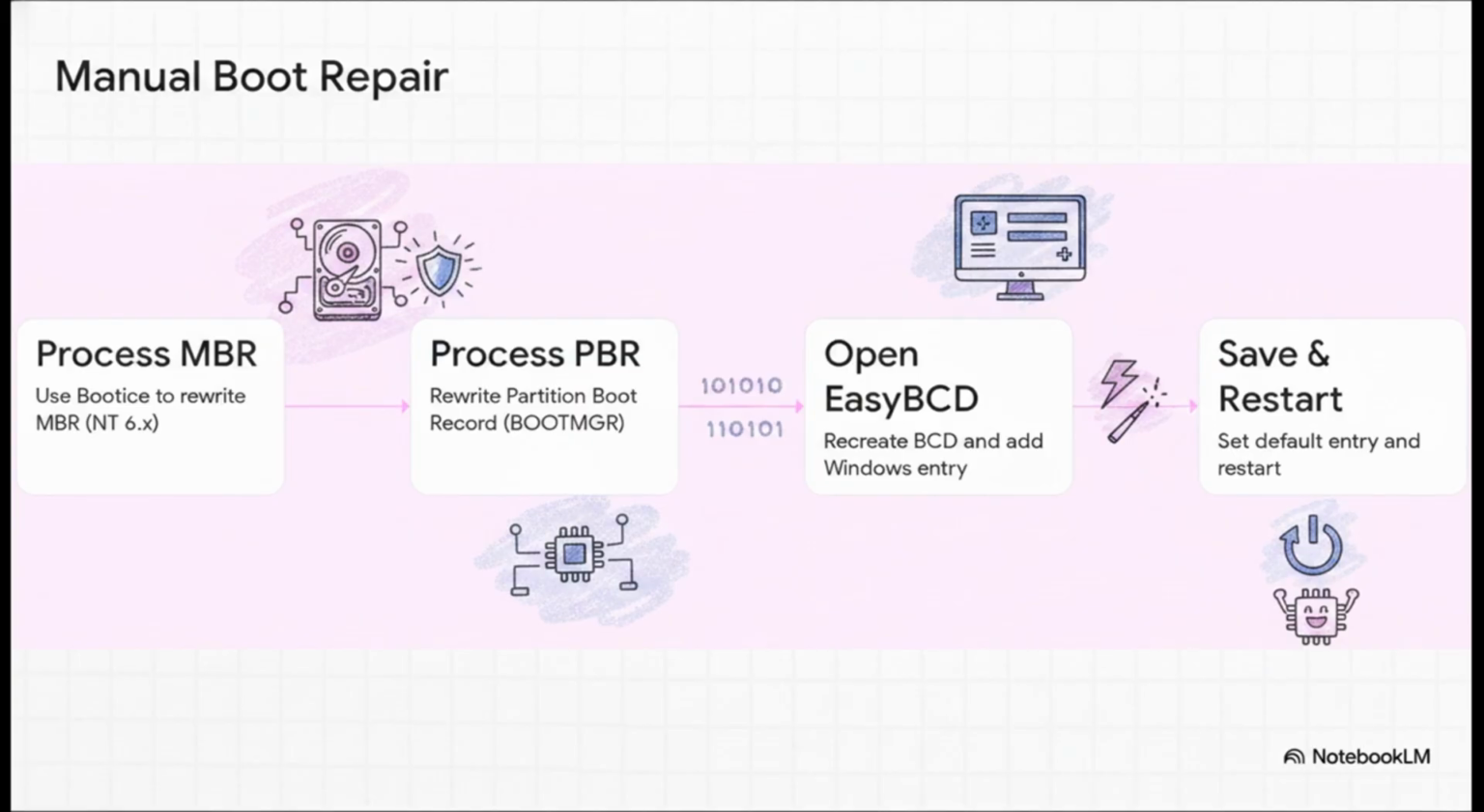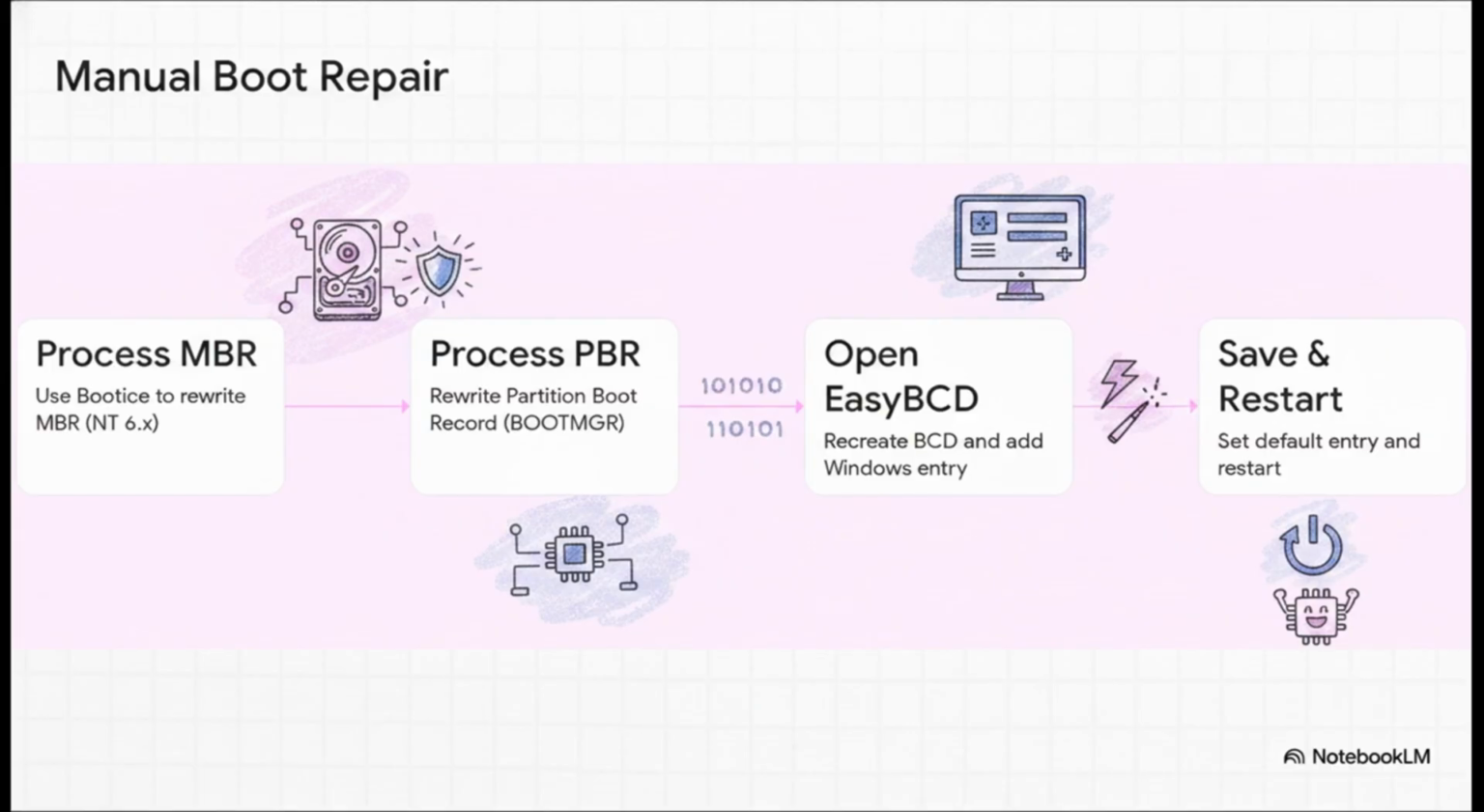Now, do not let those acronyms scare you away. It's actually super straightforward. You just select your hard drive, click Process MBR, and select Windows NT 6.x to rewrite that modern boot record. Then you basically do the exact same thing for Process PBR, but choose Boot MGR. Finally, you open up EasyBCD to recreate your boot configuration files.